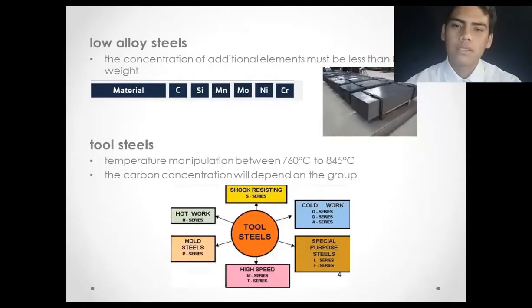In low alloy steels, the concentration of additional elements must be less than 0.5% by weight. And finally, for tool steels, you must work with temperature manipulation between 760 degrees Celsius and 845 degrees Celsius, and the carbon concentration will depend on the group. For example, group S has a concentration of 0.5% carbon and 1.5% chromium, and group A 1% carbon and 5% chromium.